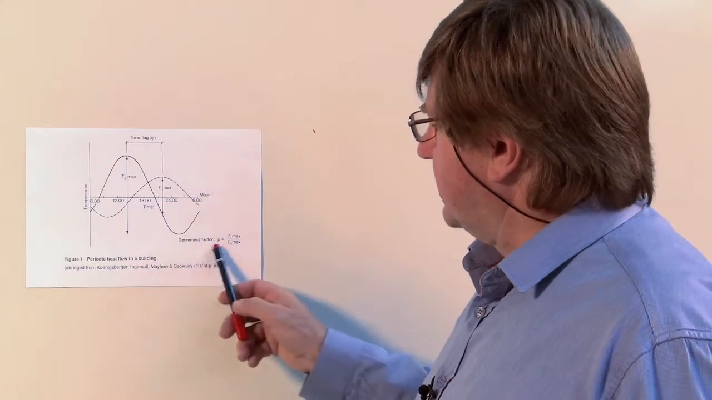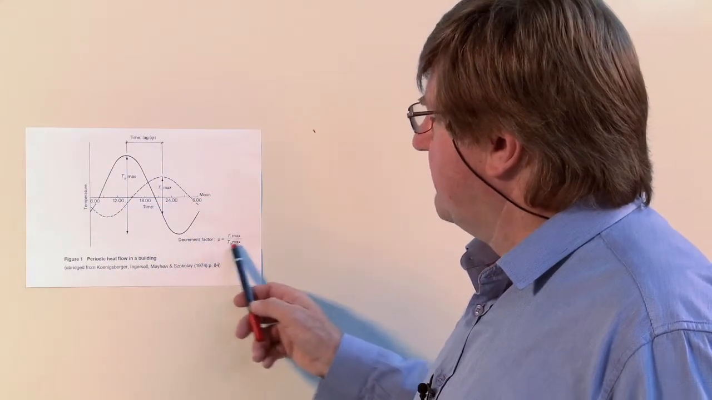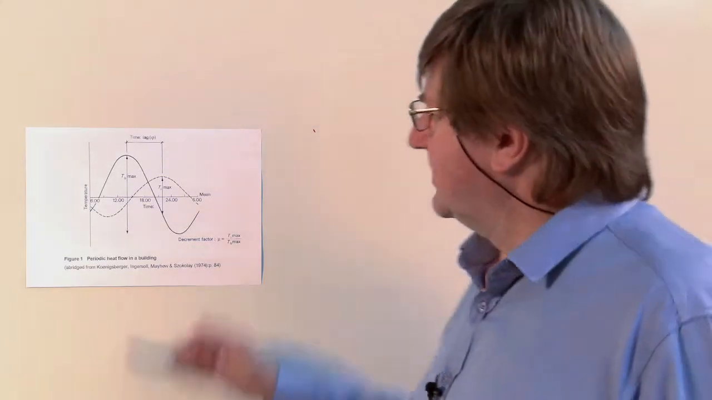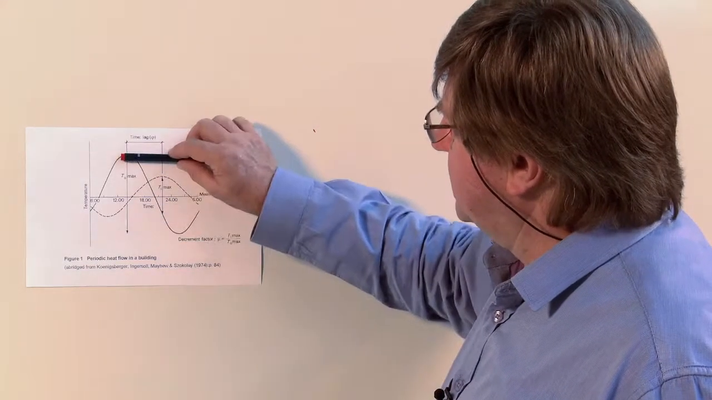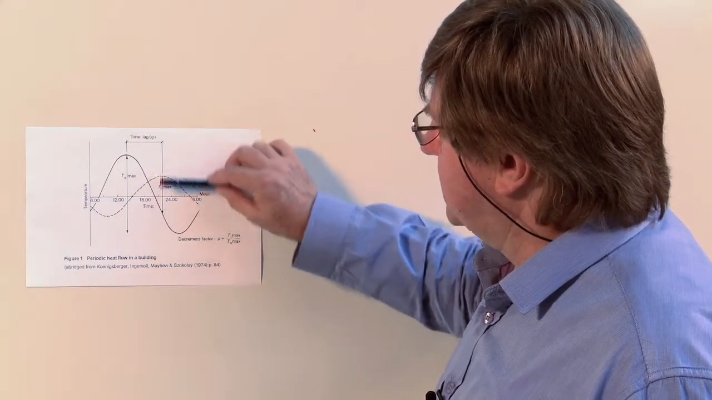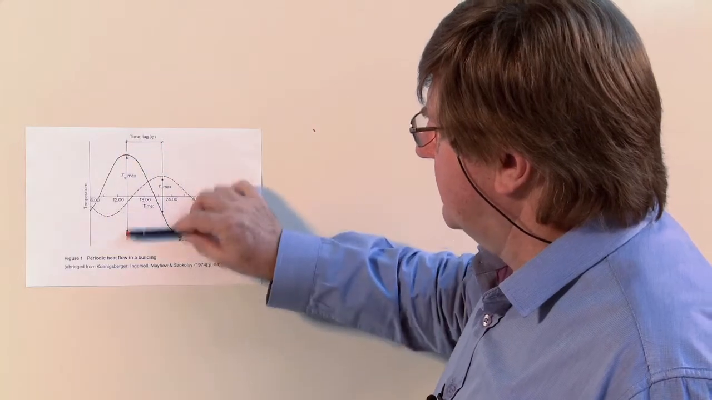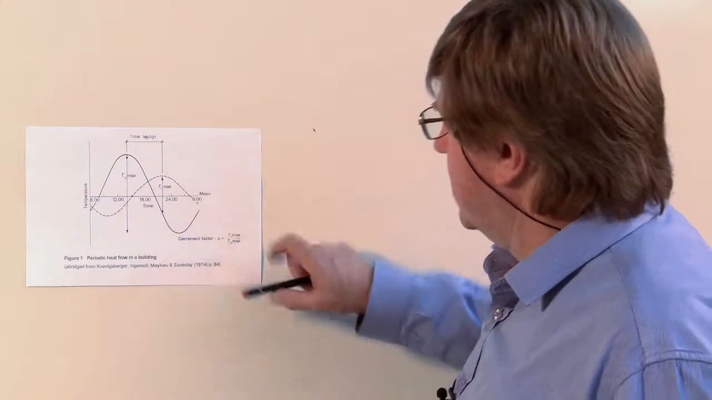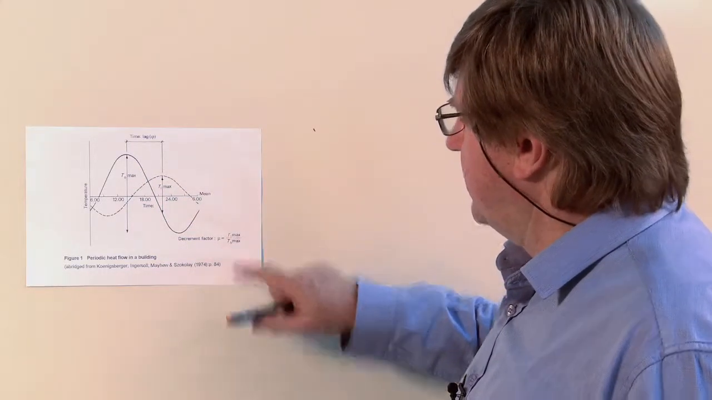The decrement factor is derived for various wall configurations. It's based on the maximum and the minimum between the outside and the inside. Ti over To.